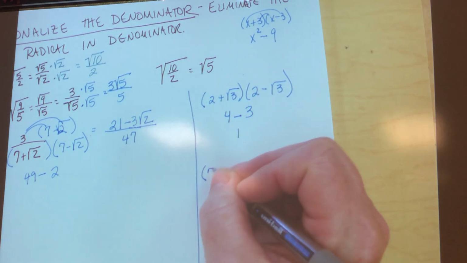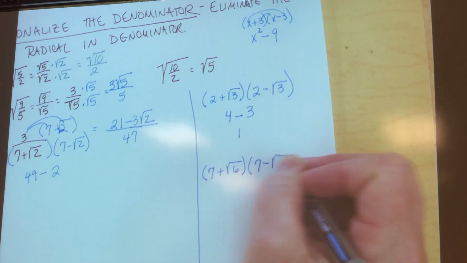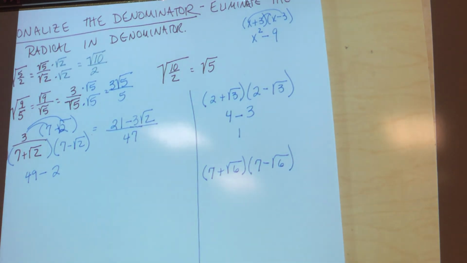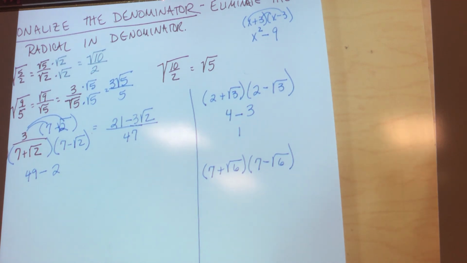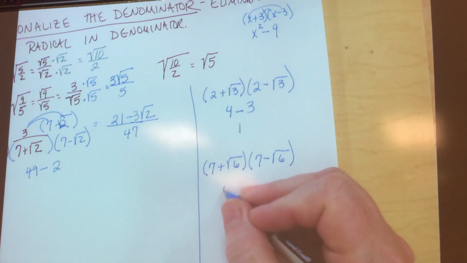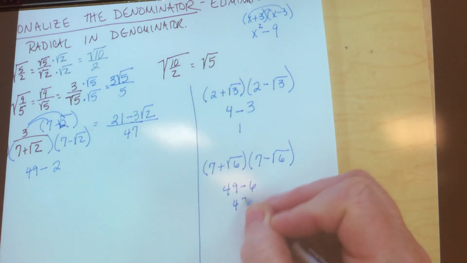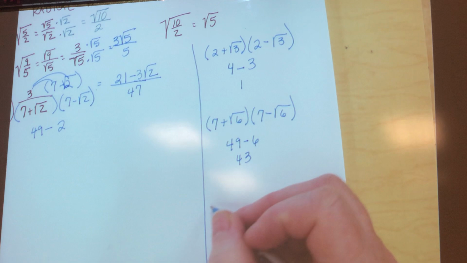You do this one. 7 plus the square root of 6 times 7 minus the square root of 6. What'd y'all get? 43. Very good. Square the first and what do you get? 49. Minus, square the second. 6. 49 minus 6, 43. 43. Here's your next one.